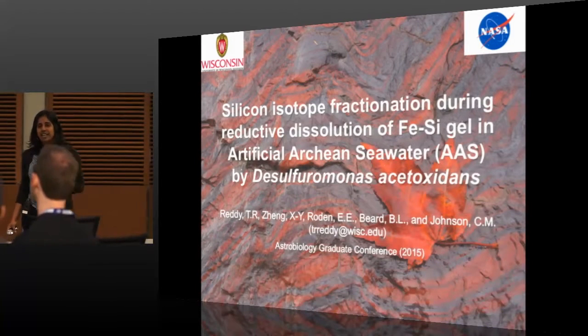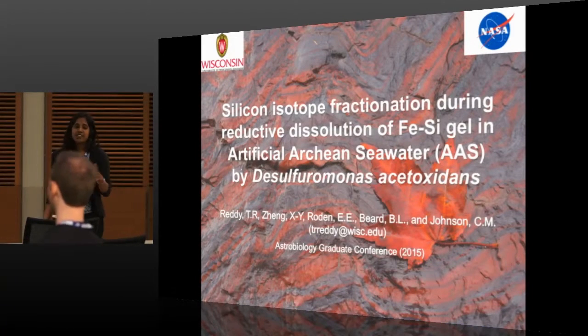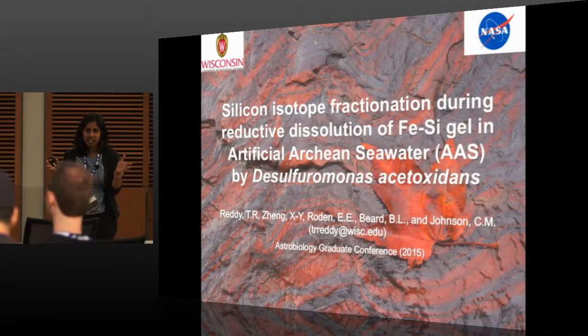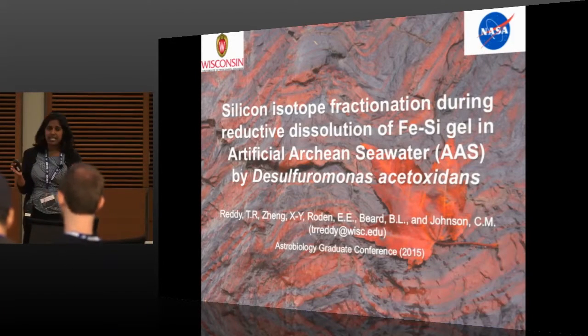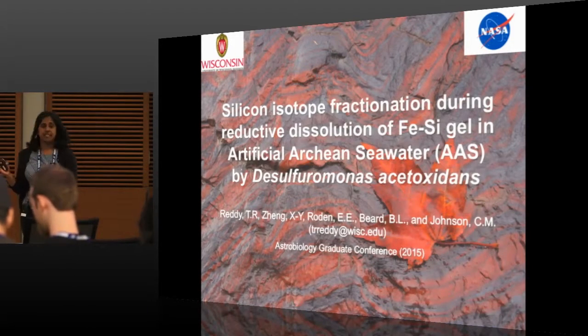We're going to look into silica isotope fractionation during the reductive dissolution of an iron silica gel. And this reduction is mediated by an organism, Desulfuromonas, which is capable of iron reduction.